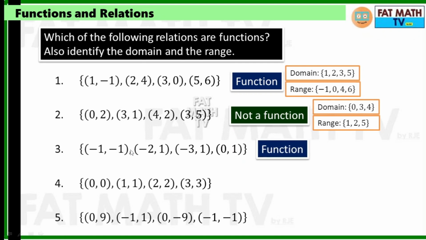So take note that we are only checking if the pair of x is exactly 1. We're not checking if the pair of y is only 1. Like here, the pair of 1 is -2. The pair of 1 is -3. The pair of 1 is 0.